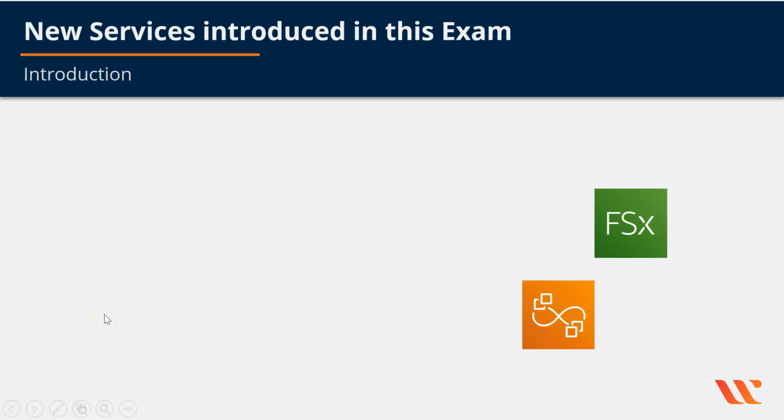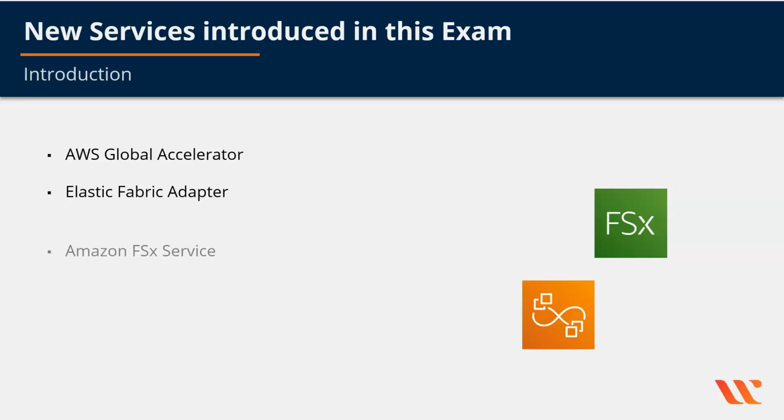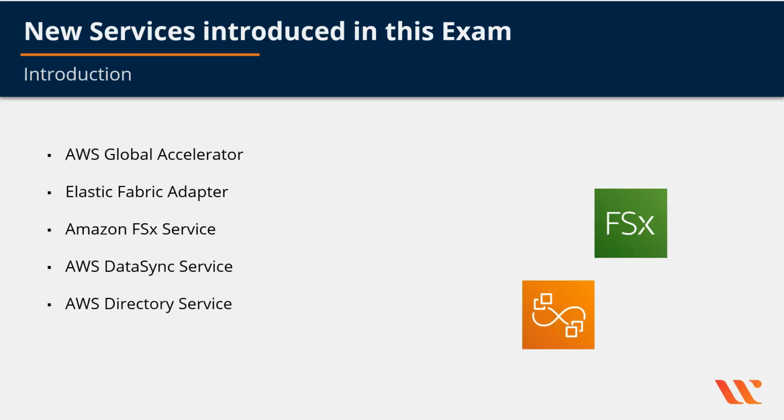Now, let's see some new services introduced in this exam. AWS Global Accelerator, Elastic Fabric Adapter, Amazon FSx Service, AWS DataSync Service, AWS Directory Service, Elastic Network Adapter Service, and AWS ParallelCluster Service.